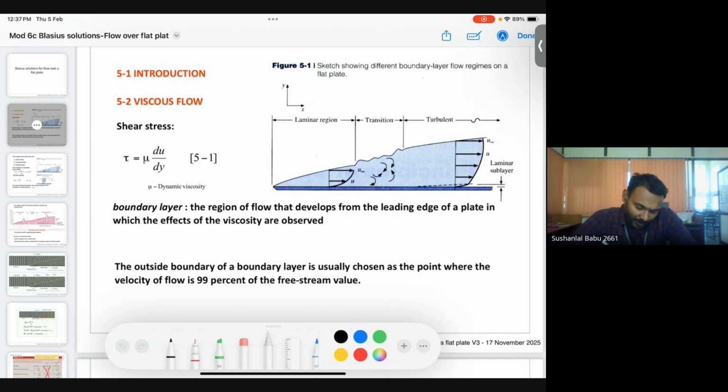The outer boundary of the boundary layer is usually given as the point where the velocity of flow is 99% of the free stream value. So to what extent will the boundary layer be experienced? That is what we explained here: till the point where the velocity becomes 99% of the free stream velocity. Till that point, the boundary layer effect will be considered.